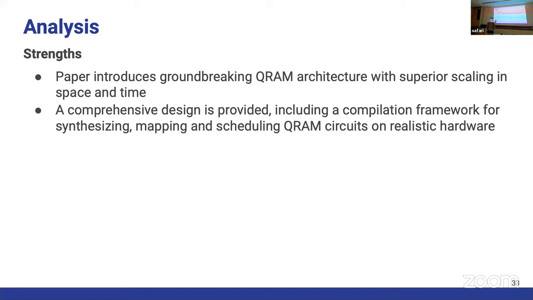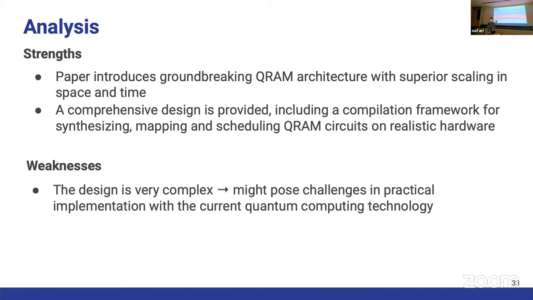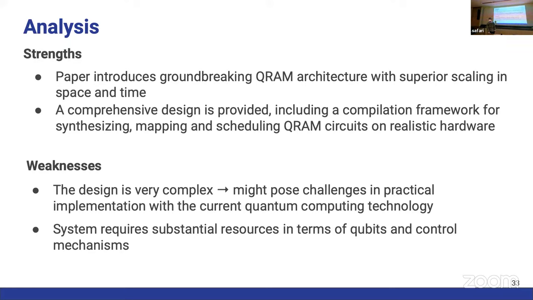And the comprehensive design of the architecture is provided together with a compilation framework, which is referring to the Feynman path simulation. On the weaknesses side, I wrote that the design is very complex, and the author himself admits that it cannot yet be implemented on current quantum random access memory. The author says that if the speeds of today's QPUs increase by a factor of 10, and the error rates decrease by a factor of 10, then this design can be implemented on today's quantum computers. Also, the design requires a lot of resources, in particular the number of qubits, which also makes it impossible to implement on today's architectures.